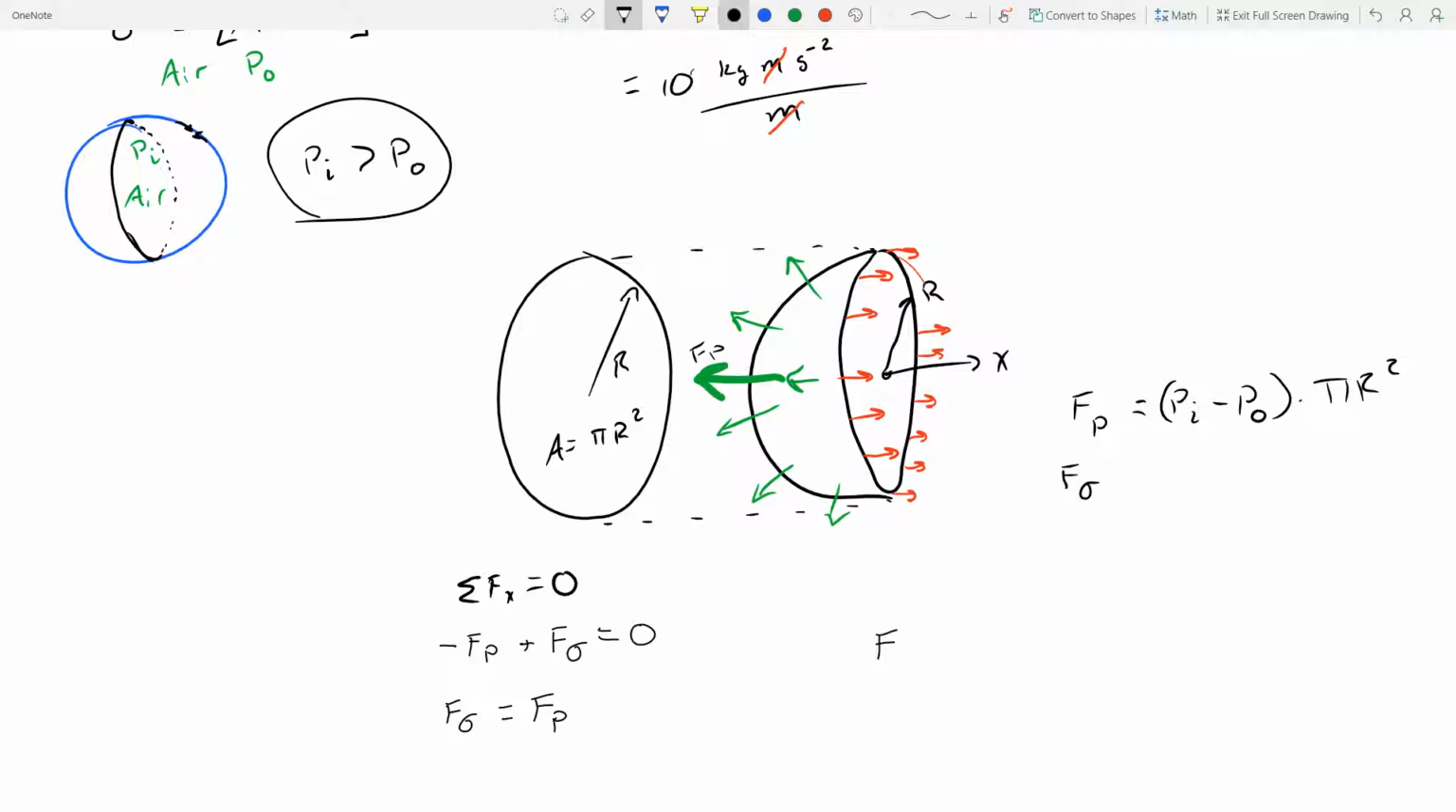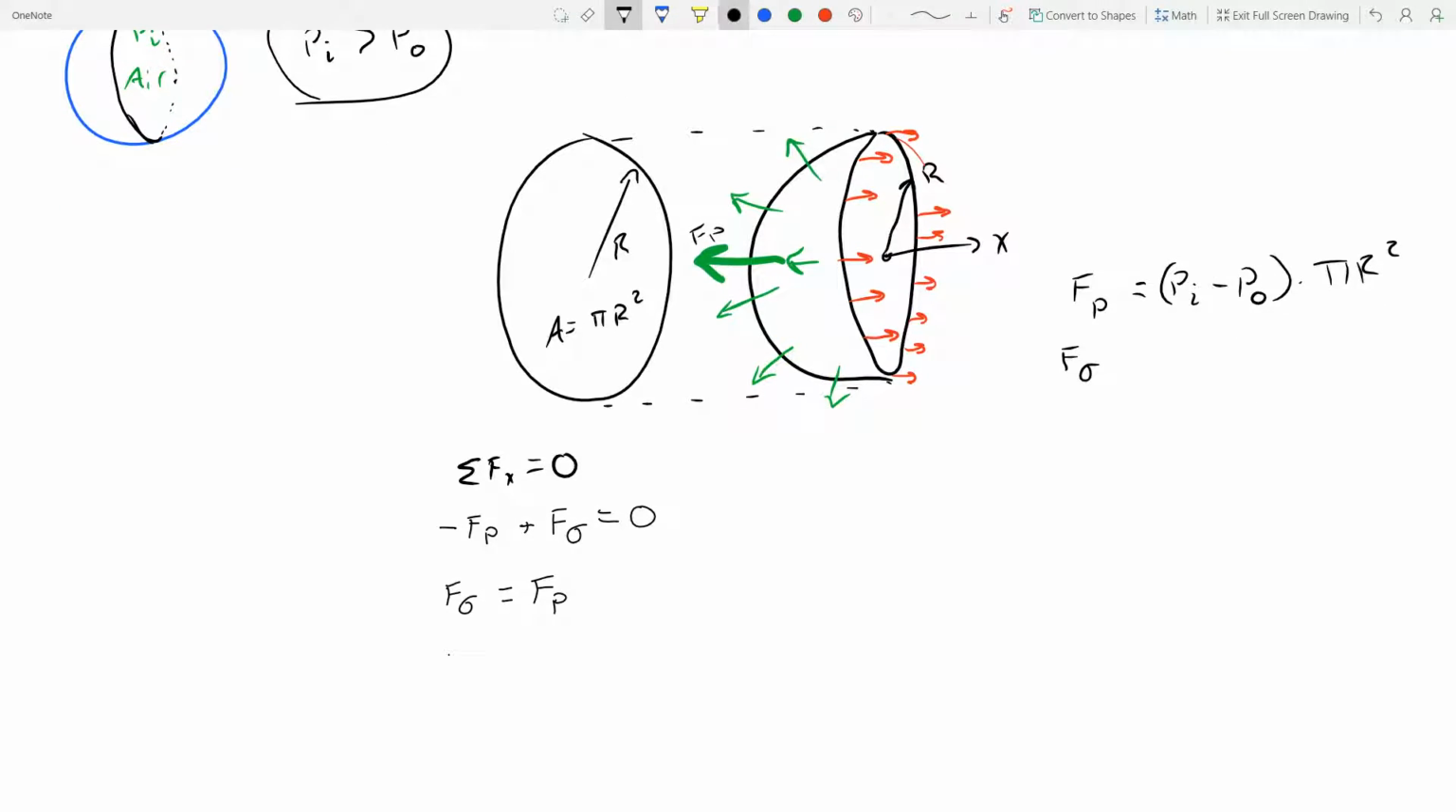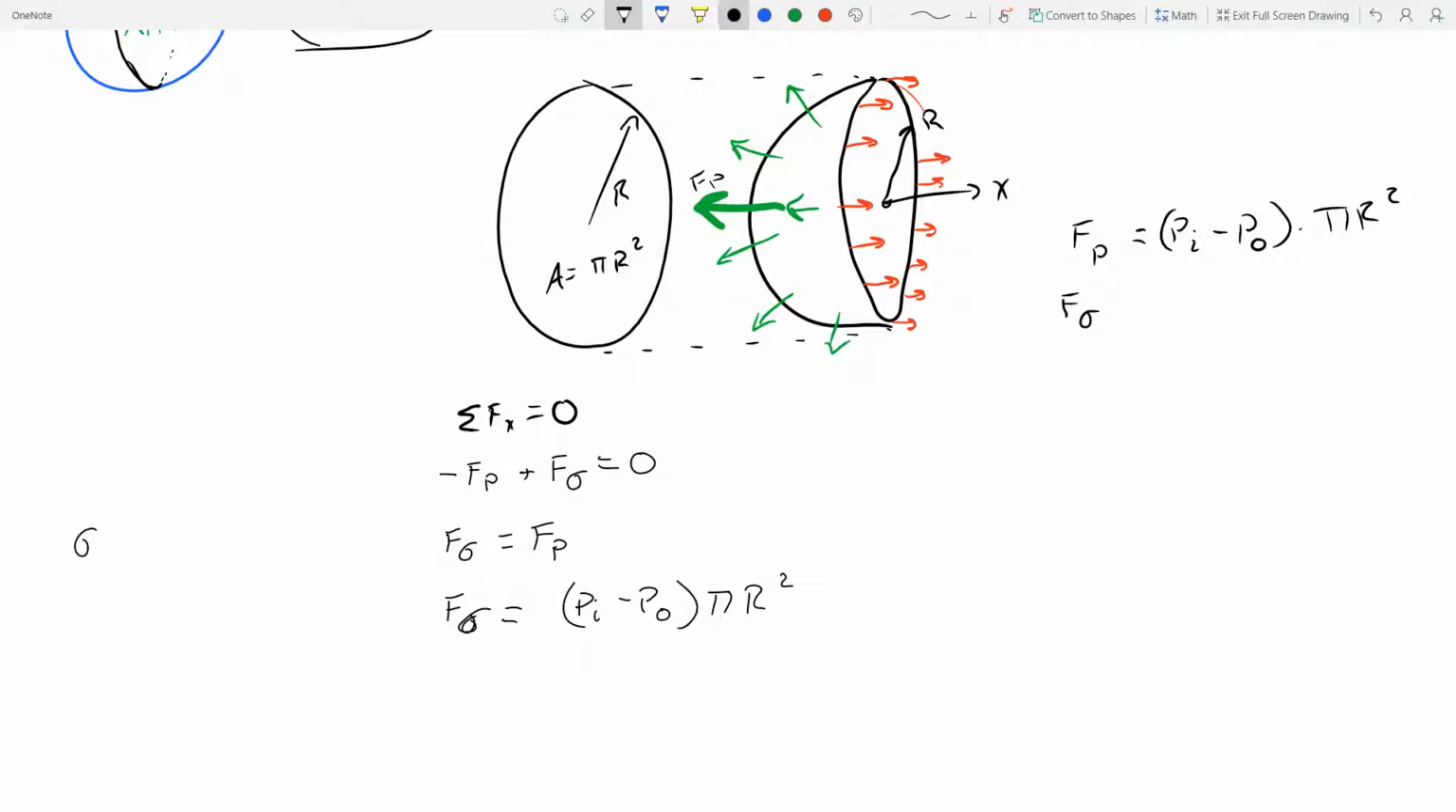So let me write it here. F sigma is equal to (Pi minus Po) times pi r squared. And before we mentioned that sigma is equal to F sigma divided by the length over which it acts. Now here's an interesting point. The length over which it acts, you might say, is the arc length of this dividing circle. It's 2 pi r. Well, that would actually be wrong.